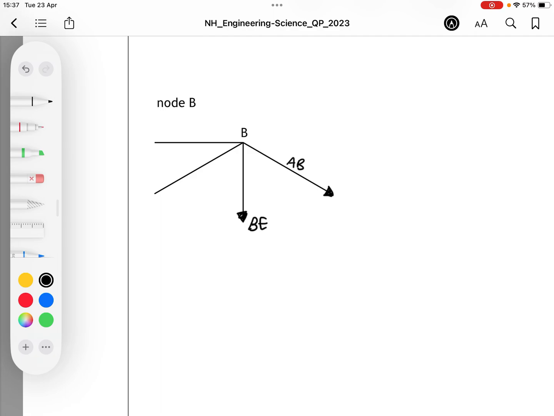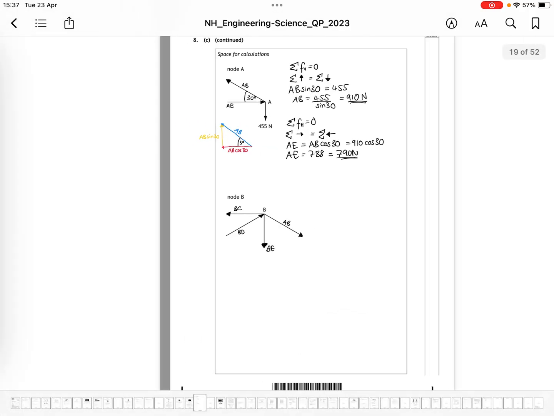So this one here is going to be BD, and I think just logic would show you that that's probably going to be a strut, because in order for B to be in equilibrium, the vertical forces of AB and BE are going to have to be opposed. And then for BC, I think we're going to have a tie there, because again the horizontal forces of AB are going to have to be counteracted.